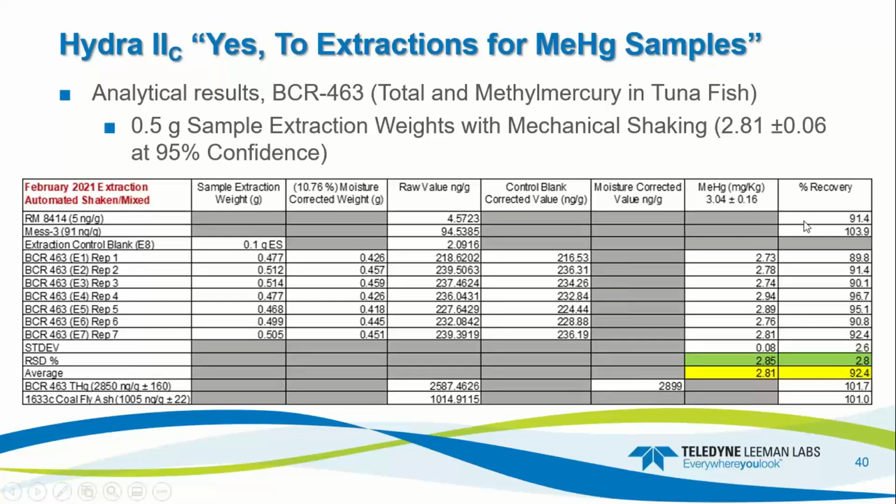This is bovine muscle tissue, 91.4%, marine sediment, 104% recovery. And then the BCR also has a total mercury in that, and 25.87, and with the moisture corrected, 28.99 or 102%, and then coal fly ash at 101%. So lots of different sample types on the system all at once, again, because it's mass-based.